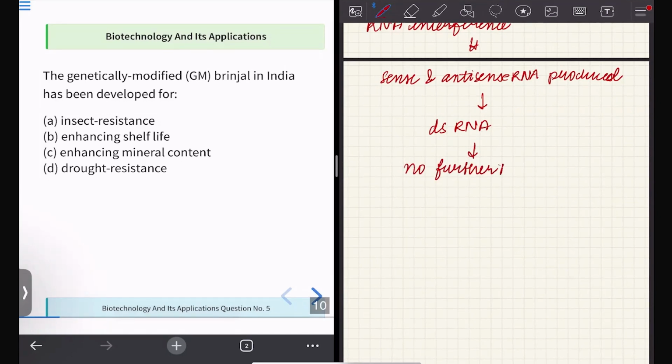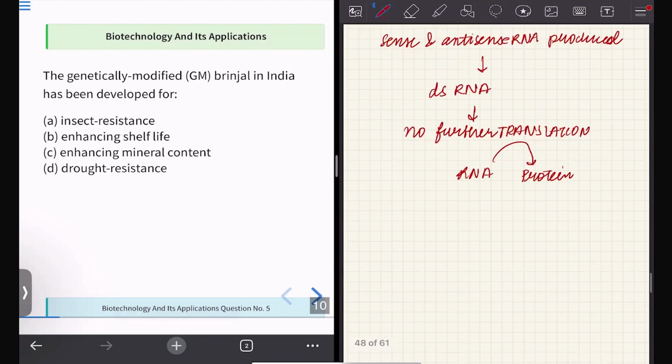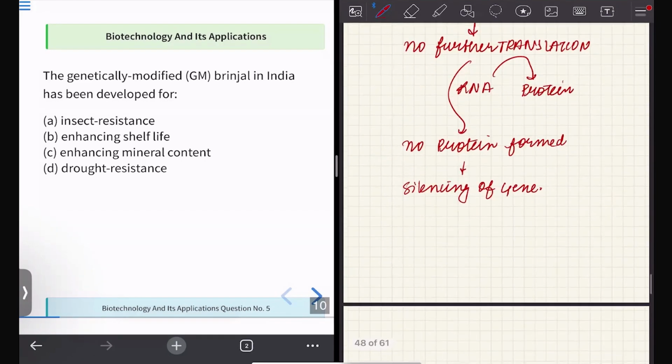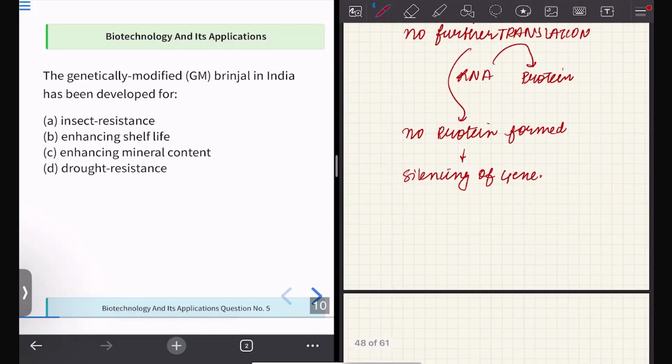You know what translation is? Translation is the production of protein from the RNA molecule. So if there is no translation, there will be no protein formed. No protein formed means silencing of the gene. So there can be different objectives of doing this RNAi procedure in different plants.